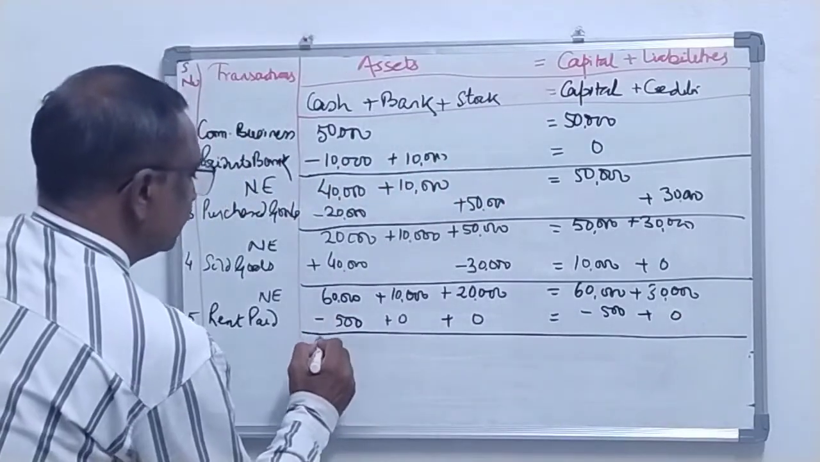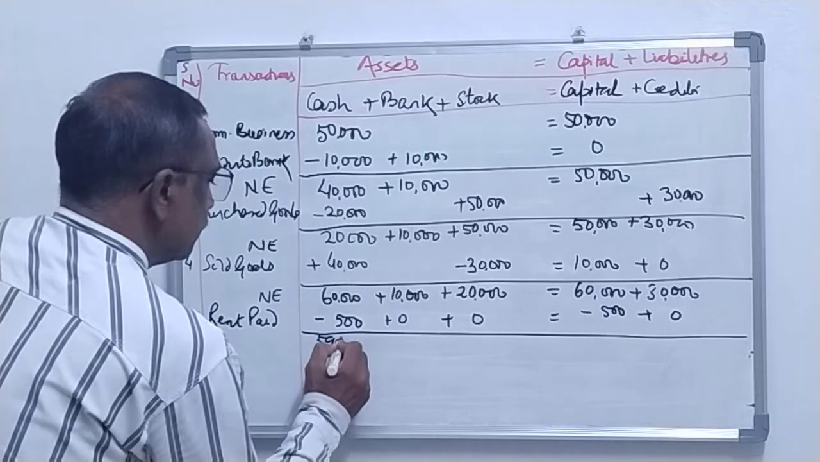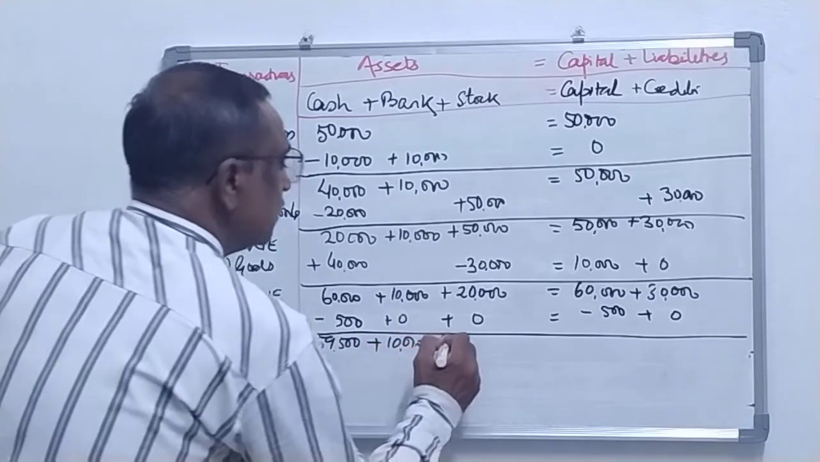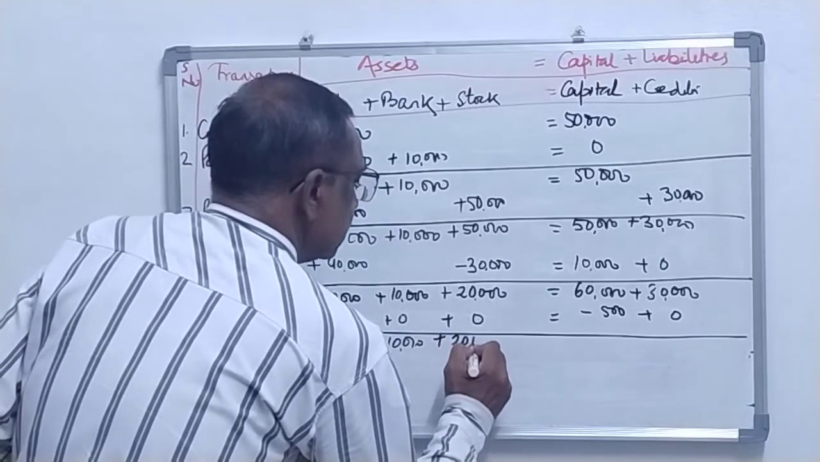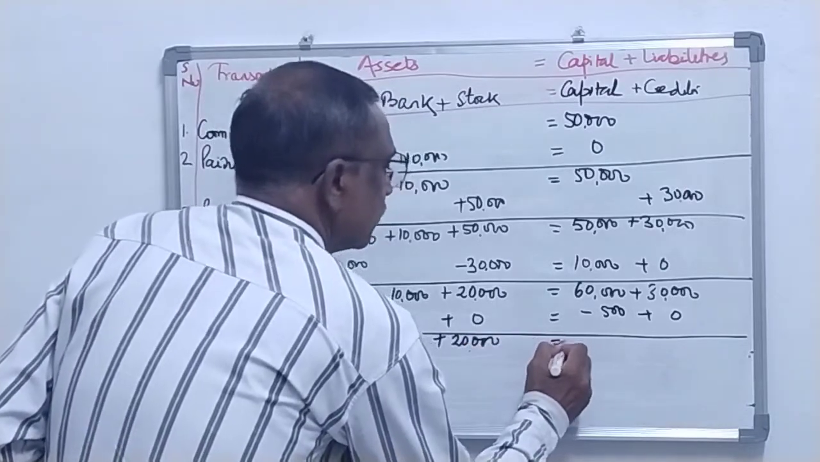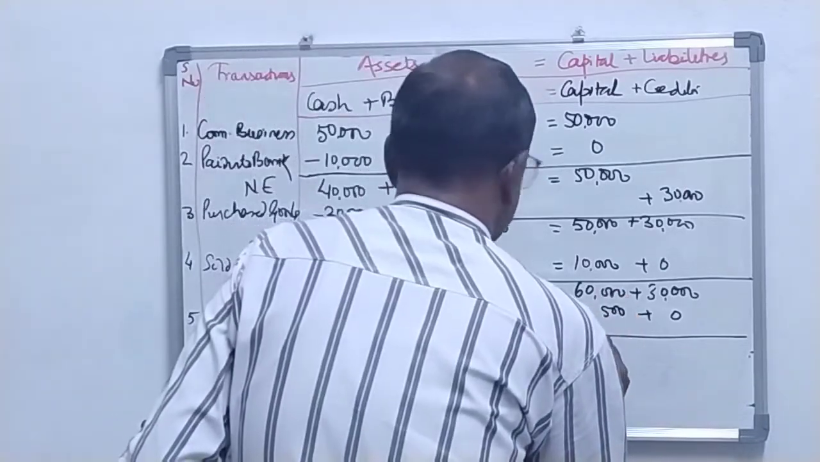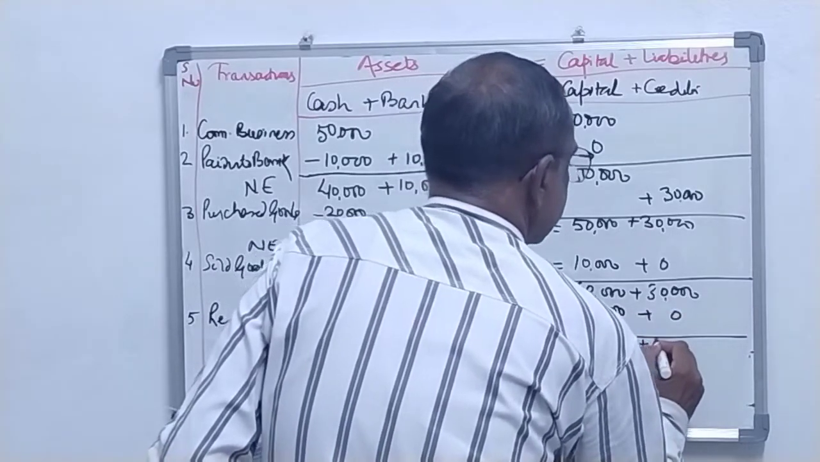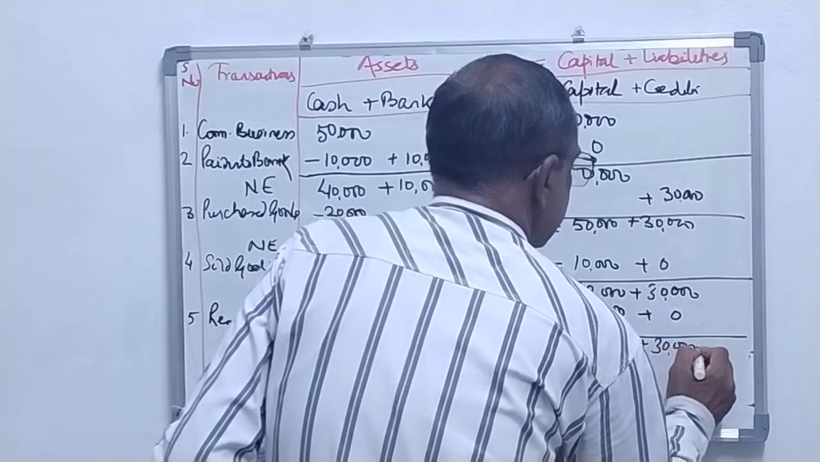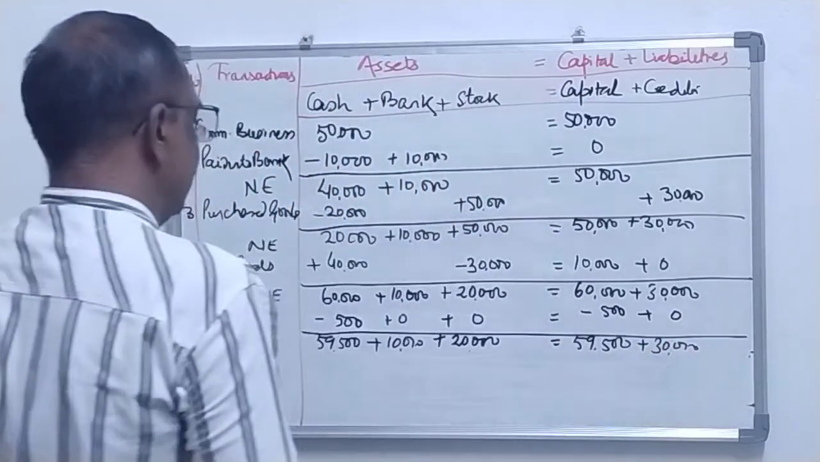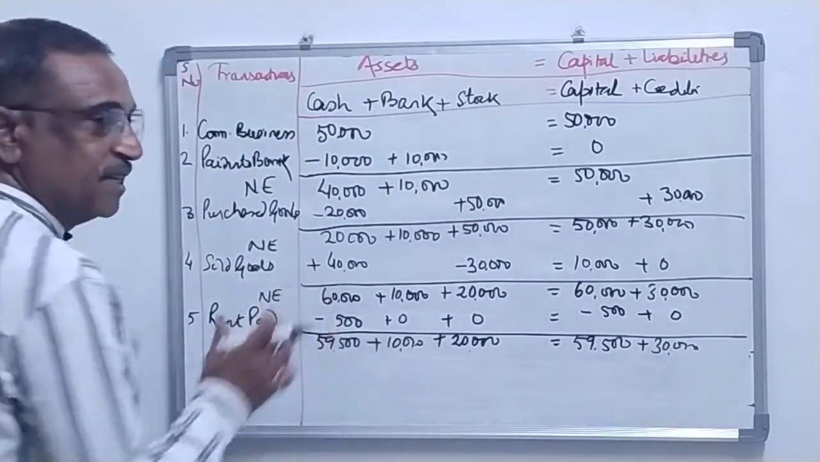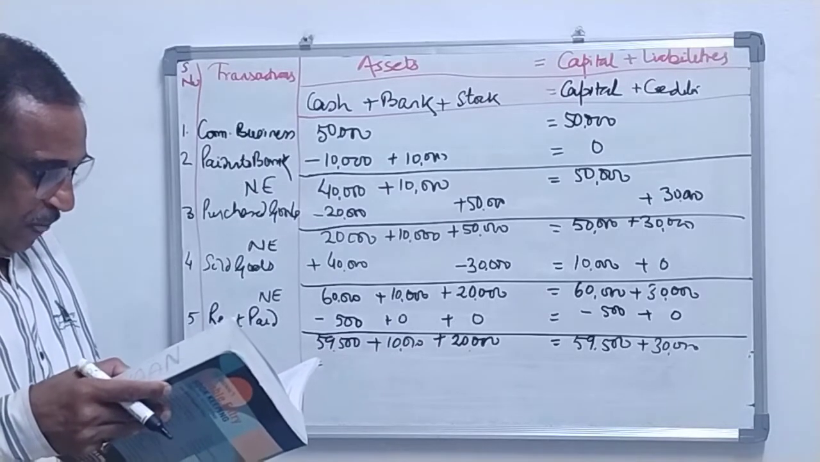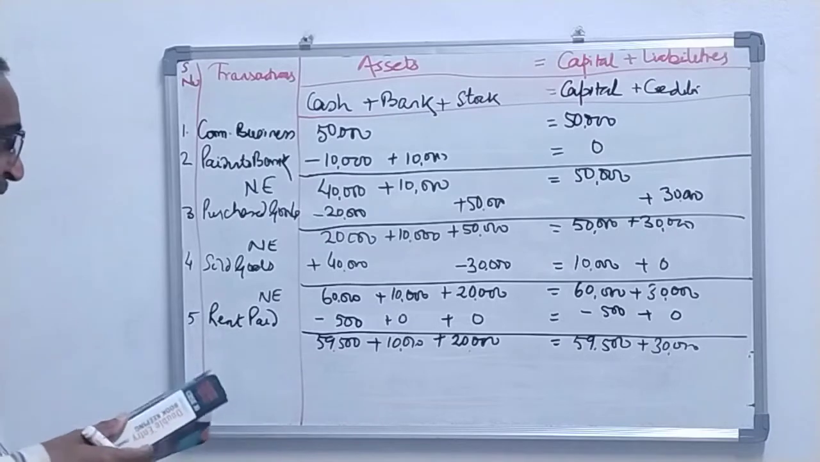Now we see 59,500 plus 10,000 plus 20,000 equals 59,500 plus 30,000. It is 89,500. Here also it is 89,500. Clear? Now rent outstanding rupees 100.